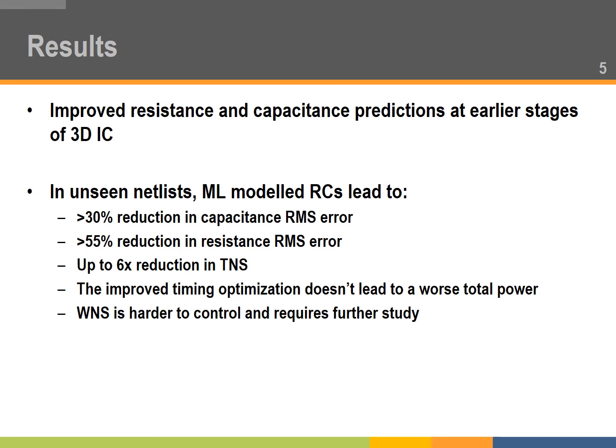When we look at the results, we see that on the unseen netlists, the ML modeled RCs lead to almost greater than 30% reduction in the root mean square error of the capacitance for the overall netlist, and more than 55% reduction in the root mean square error of the resistance, and up to 6% reduction of TNS is also observed due to the better RC predictions.